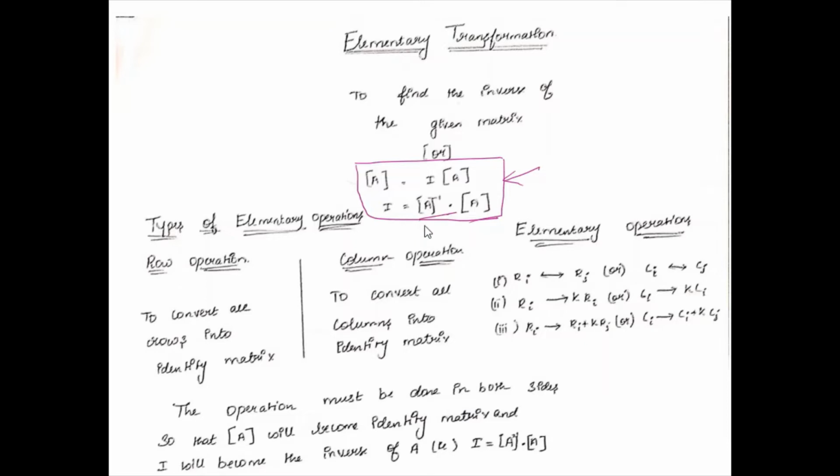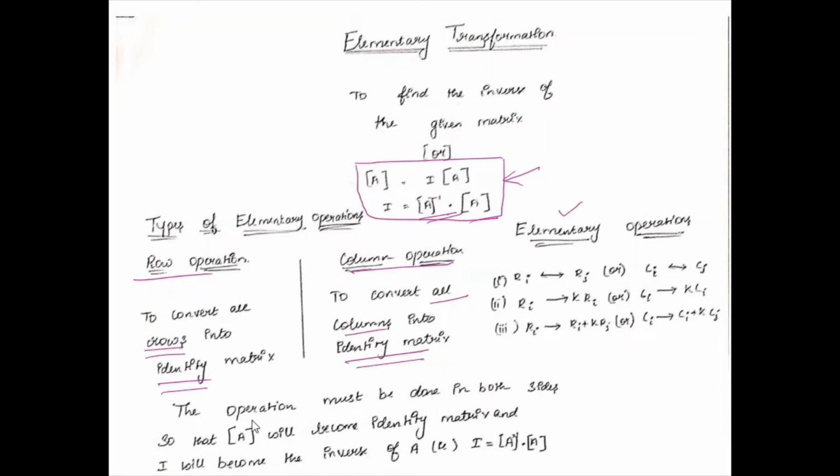We can do the elementary transformation through two methods, row operation and column operation. In row operation, we will convert all the elements present in the rows into identity matrix. Through column operation, we will convert all the elements present in the columns into identity matrix. We can do both row operation and column operation using these functions.